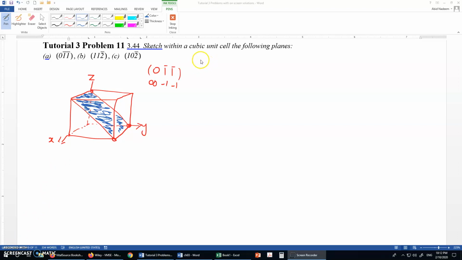So the next plane which will be sketched will be 1 1 2 bar. The reciprocal of this will be 1, 1, minus 1 by 2. Okay, so this plane will intersect these axes at 1, 1 and minus 1 by 2. So I need to draw a unit cell.